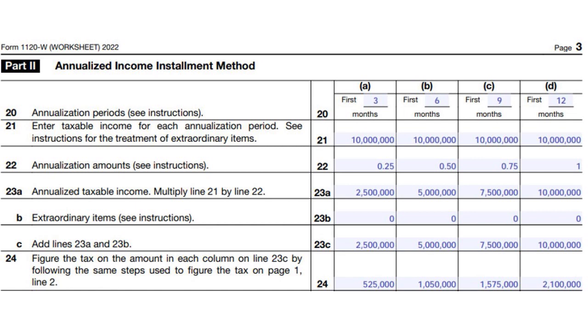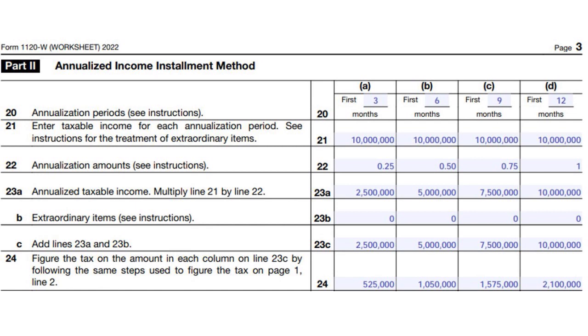Part two is the annualized income installment method. Basically here you are telling the IRS how you plan to pay your taxes. You can see here on line 20, first 3 months, first 6 months, first 9 months, and first 12 months. The taxable income for each annualization period here is 10 million, 10 million, 10 million, 10 million. And the annualization amounts go from 0.25, 0.50, 0.75, and 1. Correspondingly, the annualized taxable income is 2.5 million in the first quarter, 5 million in the second quarter, 7.5 million in the third quarter, and 10 million in the fourth quarter.